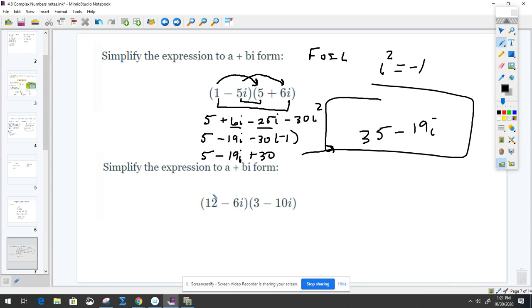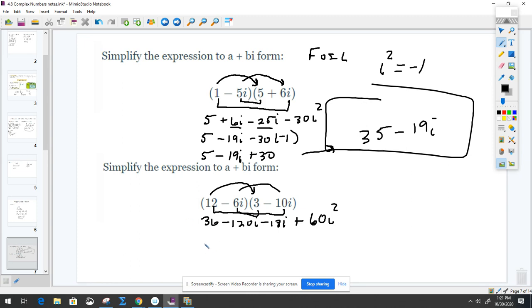So let's try another one. Okay, first times first. 12 times 3 is 36. My outer gives me a negative 120i. My inner gives me a minus 18i. And my last gives me a positive 60i squared. I'm literally treating this imaginary unit as a variable. It's like an x. Now, we know it's not x. What does it actually equal or stand for? It stands for the square root of negative 1.